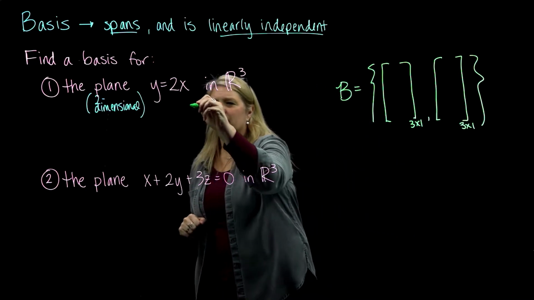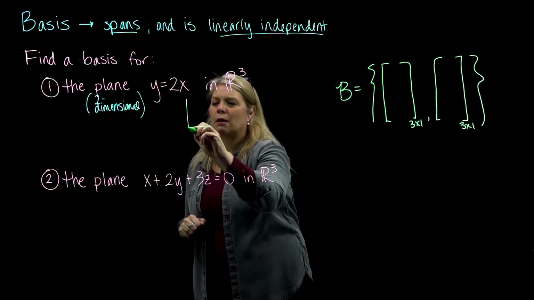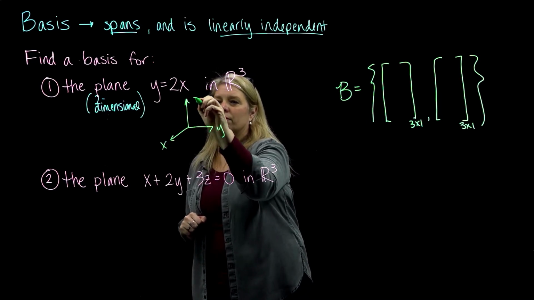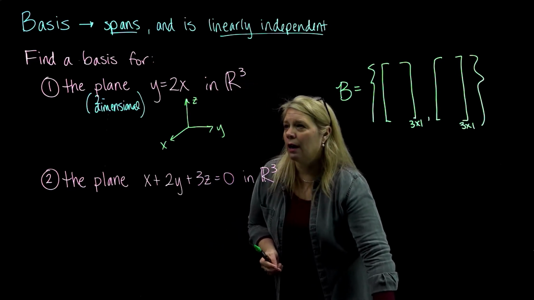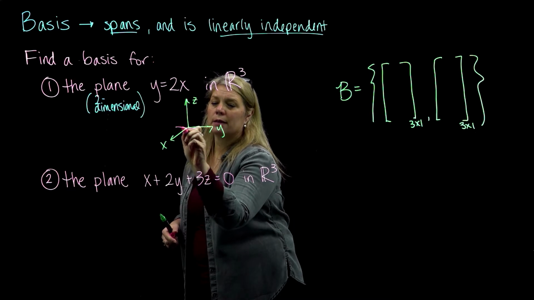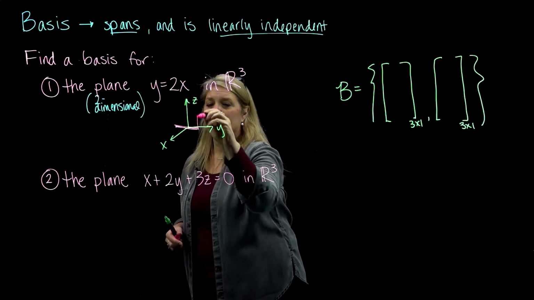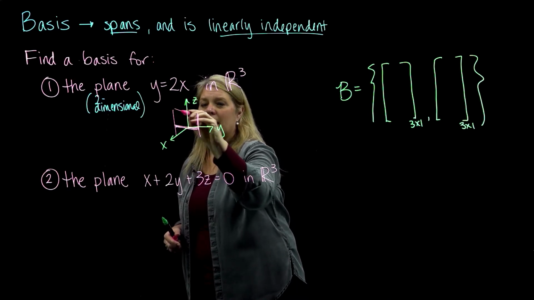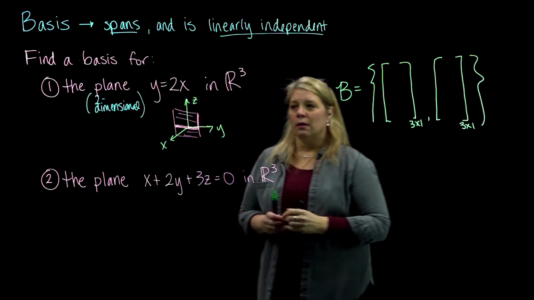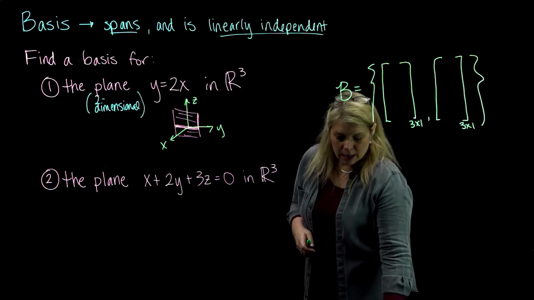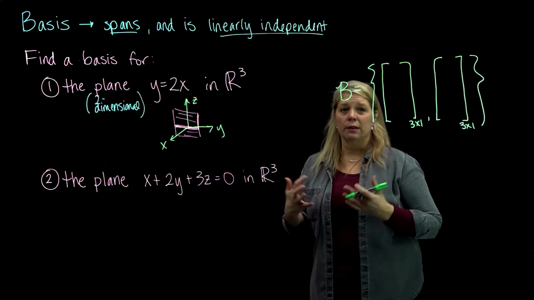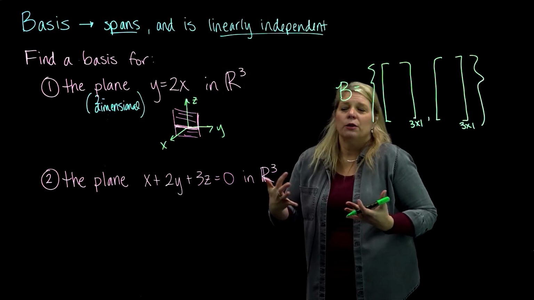All right, so if I think geometrically about this plane, y equals 2x, the trace in the xy plane is the line y equals 2x, and then it extends up and down parallel to the z-axis. All right, so there is our plane. You don't necessarily have to draw that, but the geometry can help you. As long as your geometric sense is good, you might as well use it.